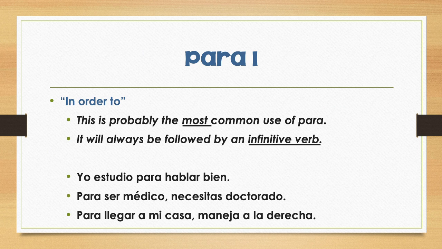All right. The first use of para is the phrase in order to. This is probably the most common way to use para. It's always before an infinitive verb in this case. Okay, so yo estudio para hablar bien. I study in order to speak well. Para ser médico necesitas doctorado. In order to be a doctor, you need a doctorate. Para llegar a mi casa, maneja a la derecha. In order to arrive at my house, to get to my house, drive to the right. So you'll have para, but for an infinitive, that'll mean in order to.